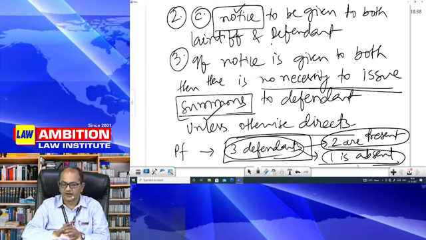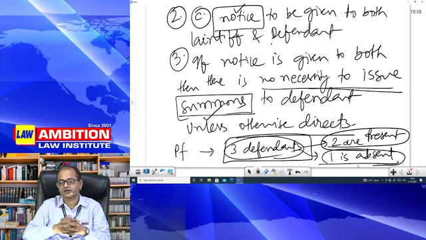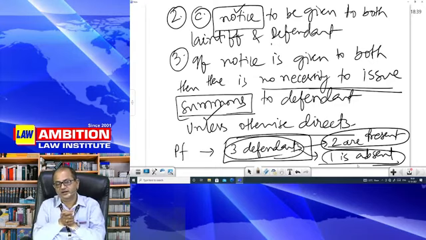The absentee defendant will be served summons. उसको आप समन सर्व करेंगे, क्योंकि वो जानकारी नहीं रखता. He has no information, he has no notice. So जिस 3rd defendant को information नहीं है, notice नहीं है, उसको आप समन्स जारी करेंगे. देखो सब कुछ कॉमन सेंसिकल है.